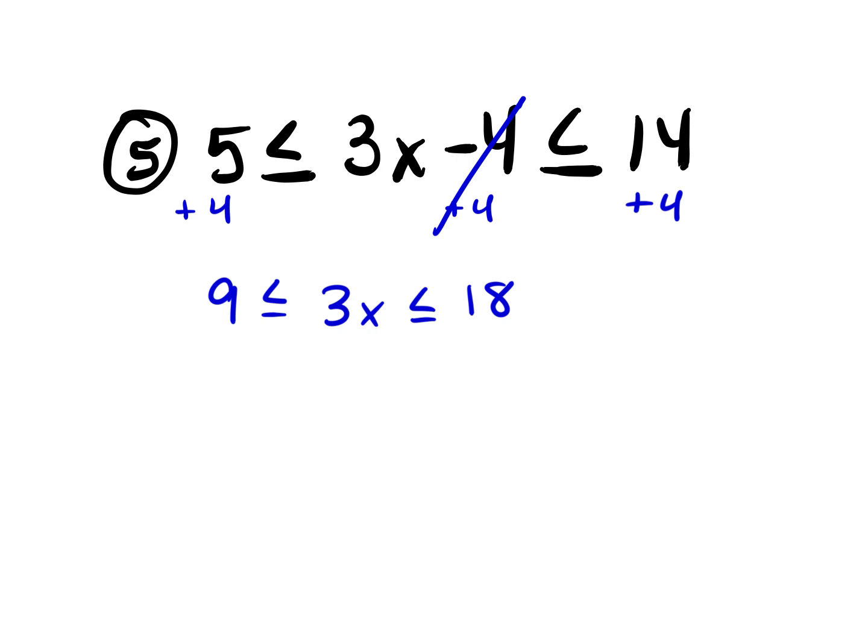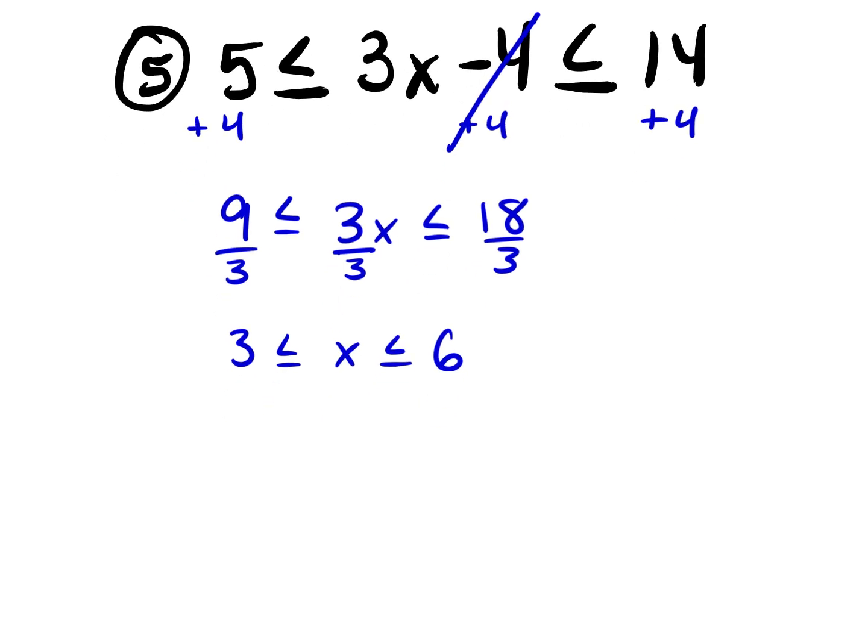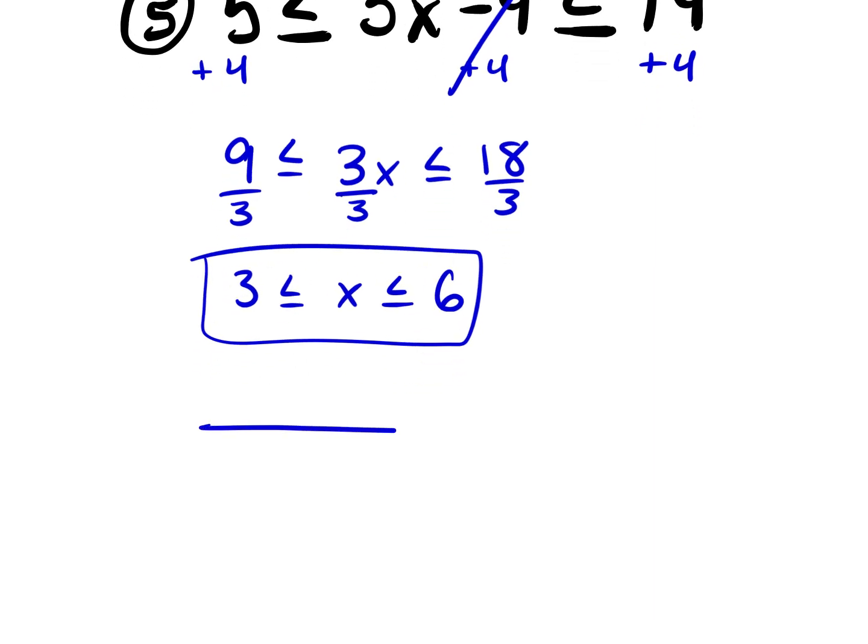What should we do next? Divide everything by 3. So 3 is less than or equal to x, which is less than or equal to 6. So this is one part of our answer. Let's put it on a number line. So we always want to start with the smaller number. So we've got 3 and then 6. At 3, do I put an open or closed circle? Closed circle because it's less than or equal to. What about at 6? Closed circle because it's less than or equal to also.